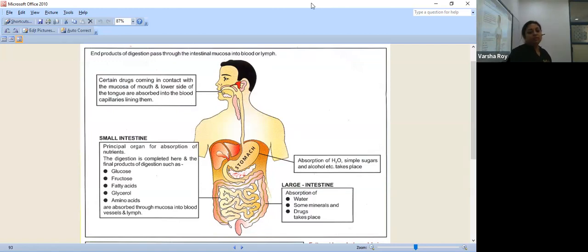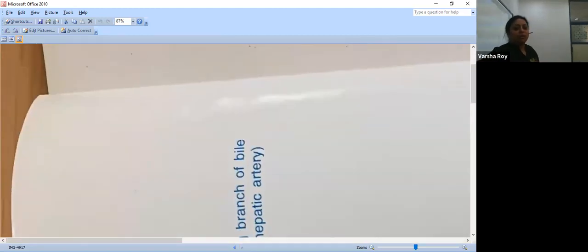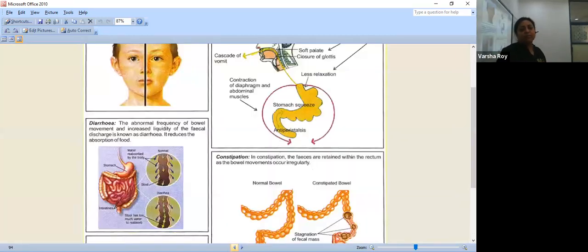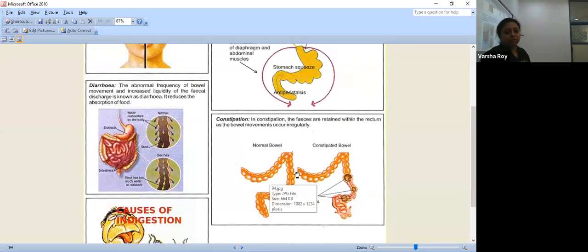Okay, so the feces, the fecal matter, goes to the rectum. Then there are disorders, which is not in your course, but you can see here how it happens. Normal bowel movement is shown and the constipated bowel movement, when the feces are stuck up in the large intestine. That is constipation.